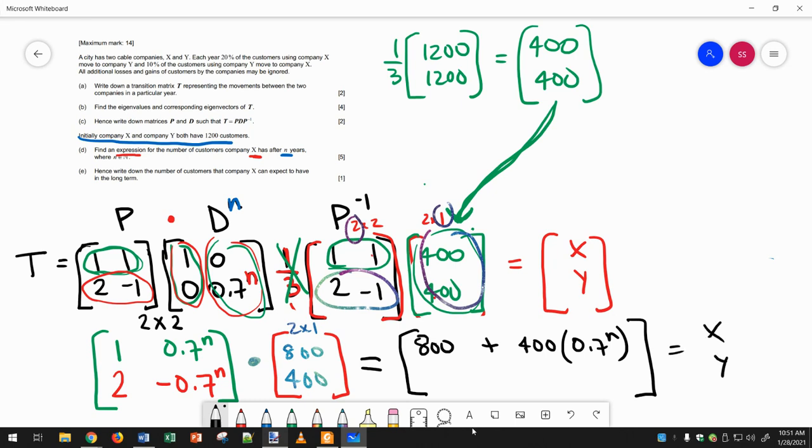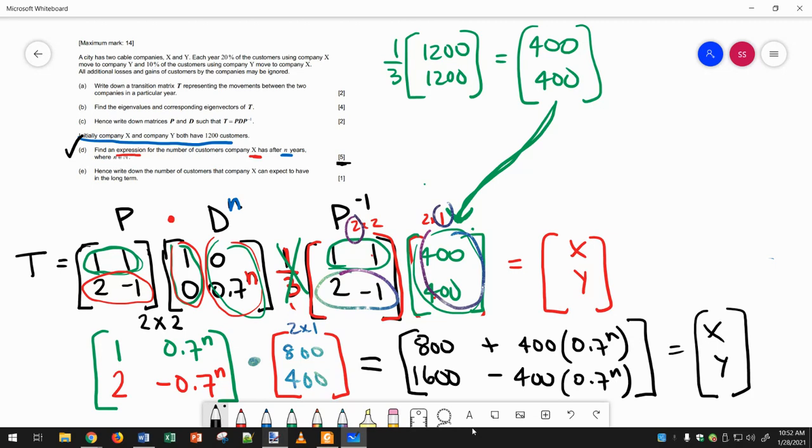That's actually the answer to part D. We don't need an expression for y, but maybe a question asks you for that. So we would do 2 times 800, which is 1600, and then plus negative 0.7 to the n times 400. So minus 400 times 0.7 to the n. That's the expression for y. Okay, so that's part D. That's why it's 5 points, because that is a lot of work, a lot of multiplying.